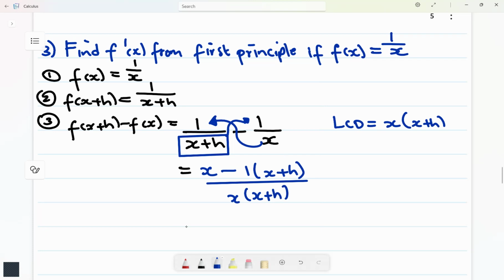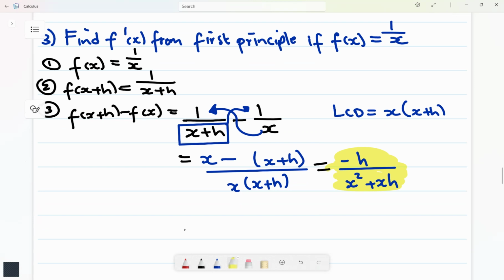Can I simplify any further? Yes, I can simplify any further and say, okay, can you see that x minus x, I can remove this one. It's going to be x minus x, right? Which is 0. Then negative multiplied by positive, this one is going to be negative what? Negative h divided by, I can simplify the bottom as x squared plus xh. Okay, this is my f of x plus h minus f of x.